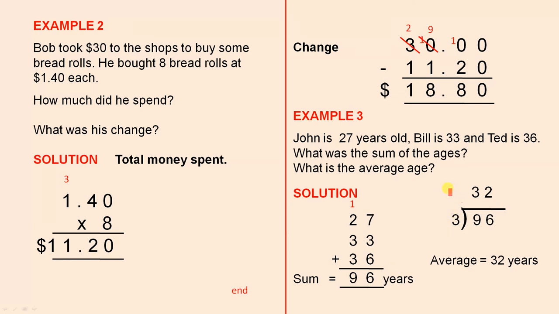What is the average age? So for the average age, you basically take the sum and you divide it by 3 because you have 3 students. So if you remember in a previous video, to find the average, you add all the numbers up and you divide by how many numbers there are. So that's all we're doing here. So the addition of the numbers gives us 96. There are 3 numbers altogether. 3 into 9 goes 3. 3 into 6 goes twice. So the answer is 32. So the average is 32 years.